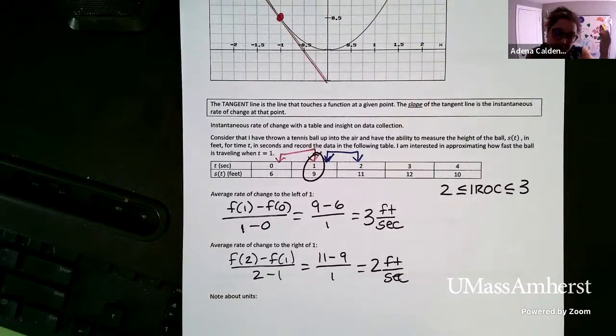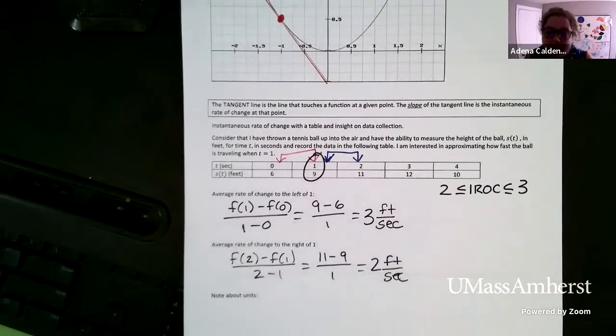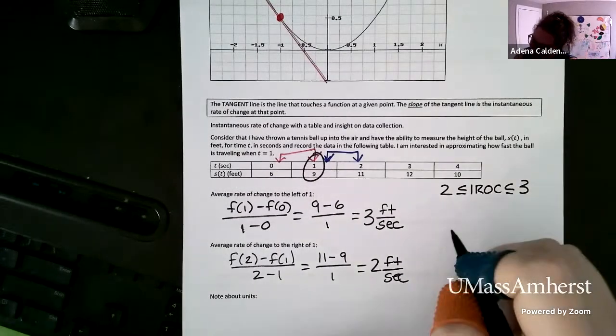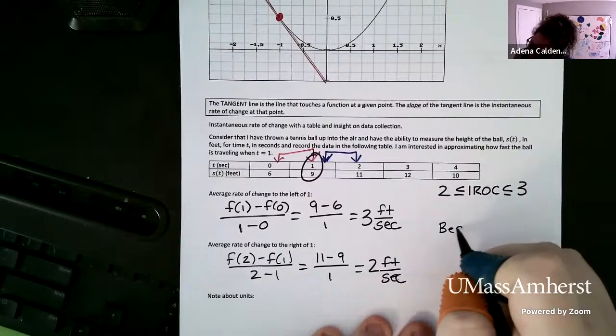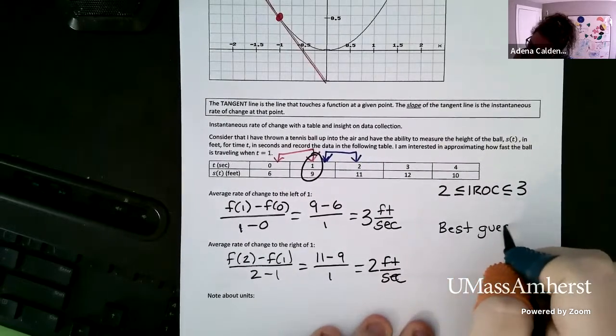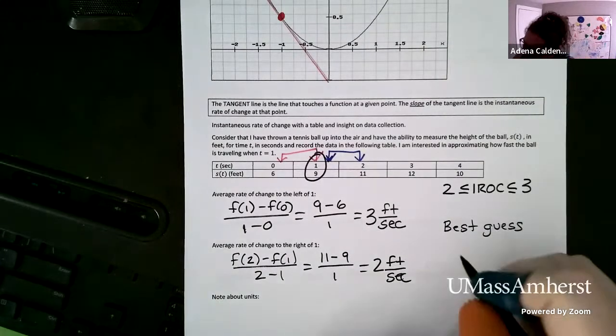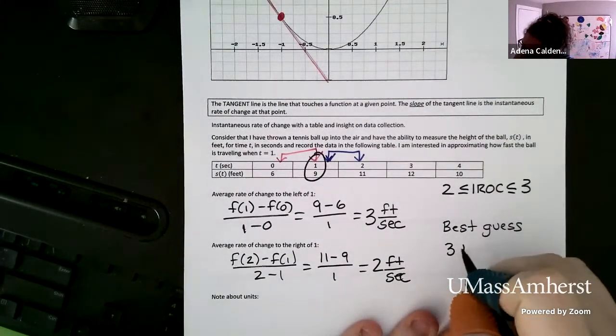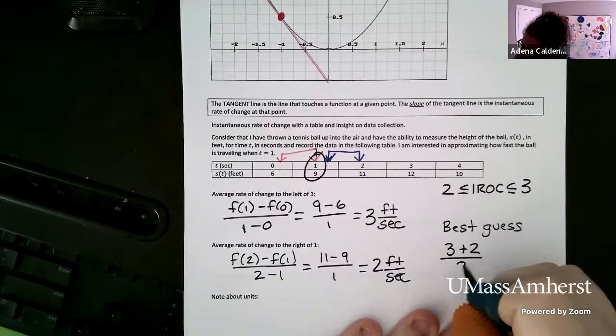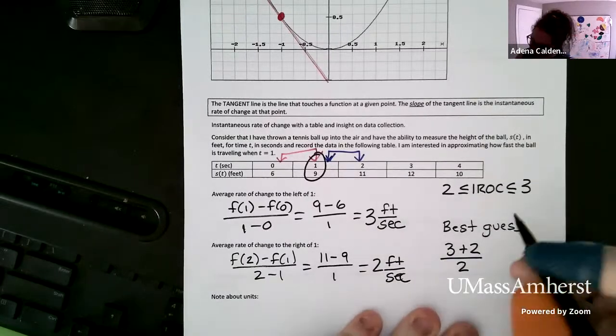On the graph, we could because we had more values and a little more flexibility, but we don't know anything about what's happening in between. And so in these scenarios, we have what's called a best guess. So the best guess for our instantaneous rate of change is going to be to average the left and the right together to see what's in the middle, right?